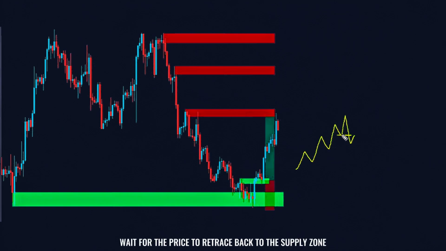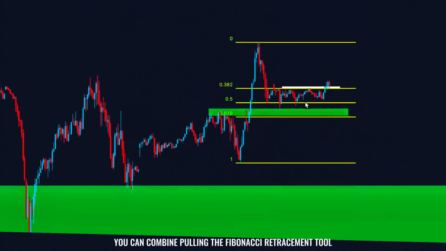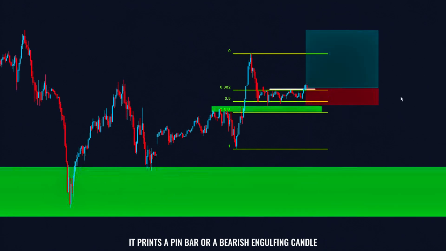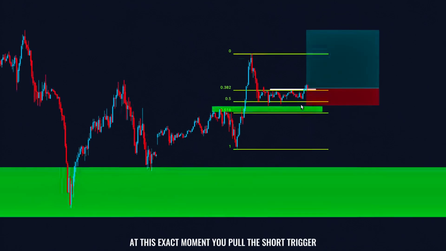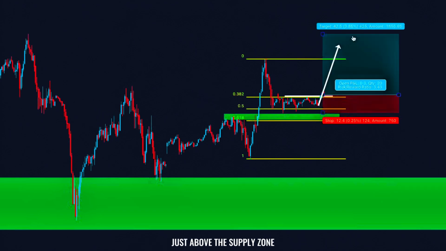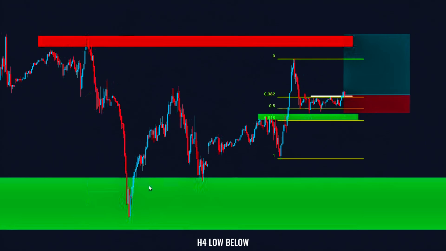We will patiently wait for the price to retrace back to the supply zone or order block that originated that crashing candle. You can combine pulling the Fibonacci retracement tool to find the golden confluence at 0.5 to 0.618. When price taps into this supply zone, it prints a pin bar or a bearish engulfing candle. At this exact moment, you pull the short trigger. Stop loss is placed extremely safely and tightly just above the supply zone. Your take profit will aim straight down to that deep H4 low below.